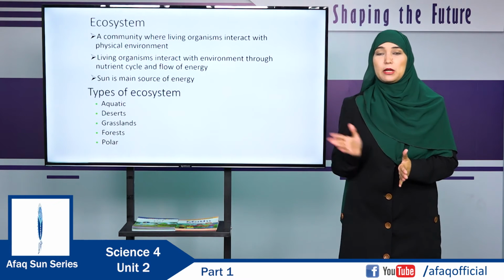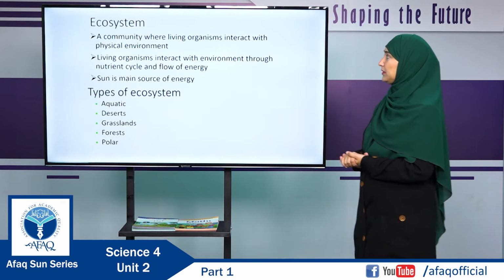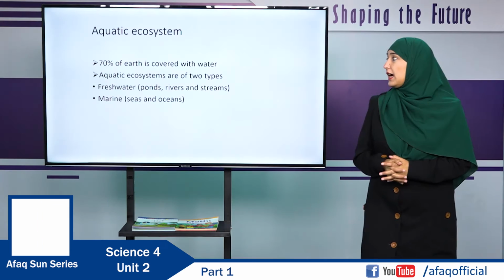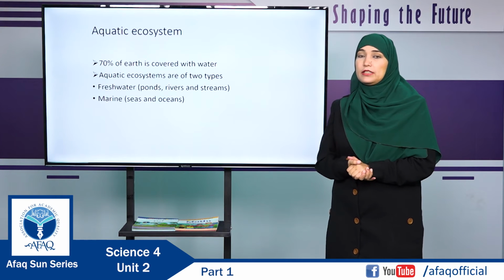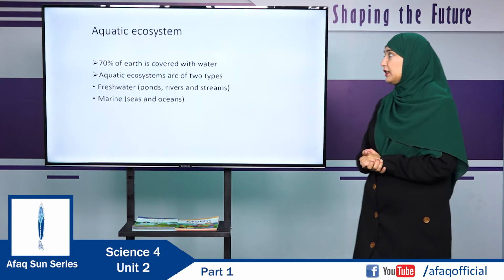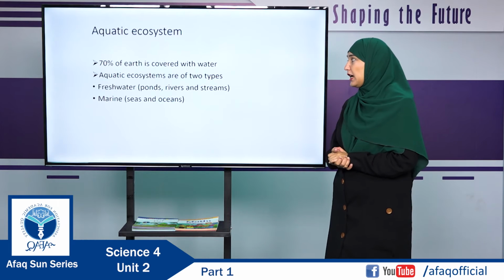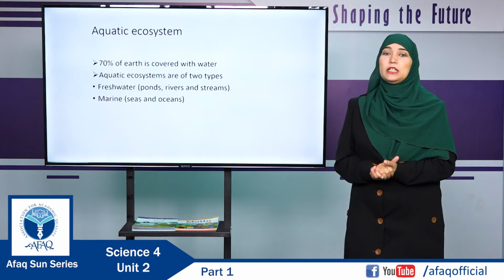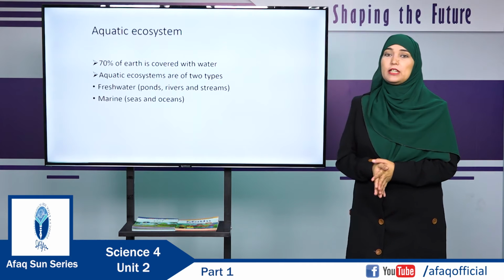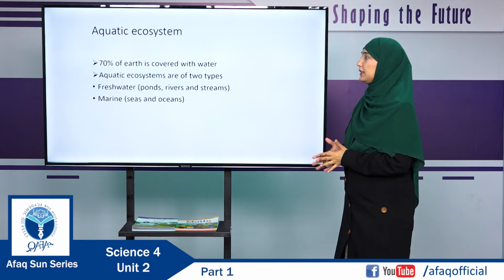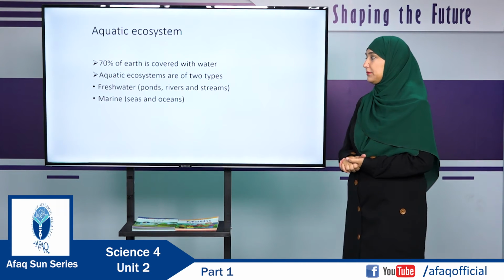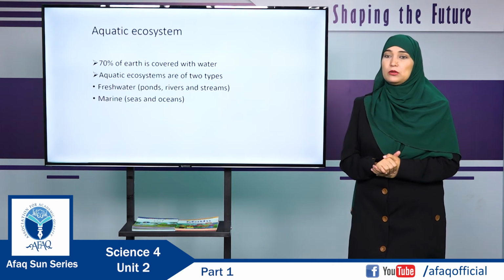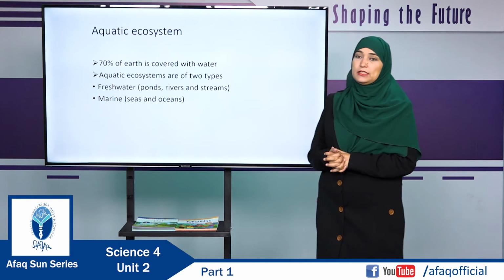Now we will learn one by one about these ecosystems. Aquatic ecosystems. 70% of Earth is covered with water. So, aquatic ecosystems are of two types, freshwater ecosystem and marine ecosystem. Freshwater ecosystem includes all the ponds, rivers and streams ecosystems, and marine ecosystem includes seas and oceans ecosystem.